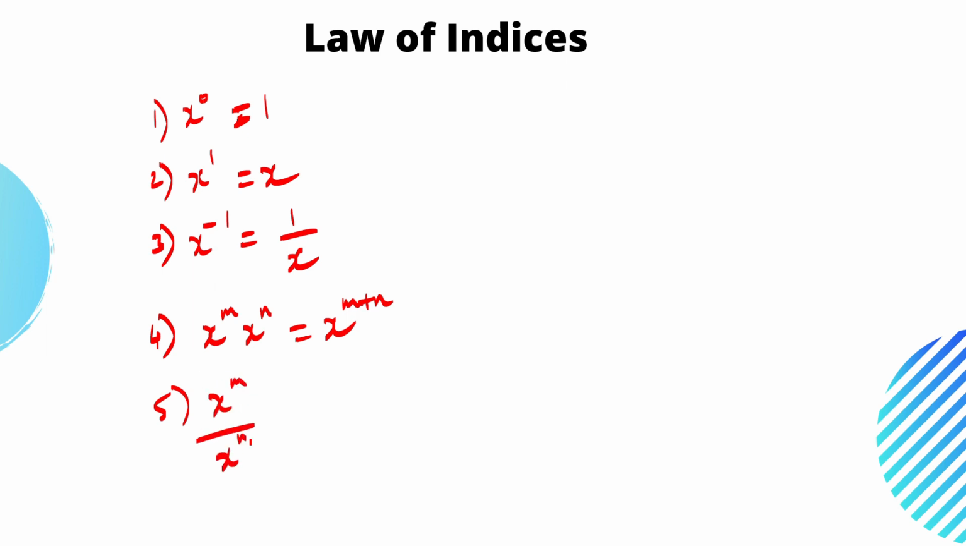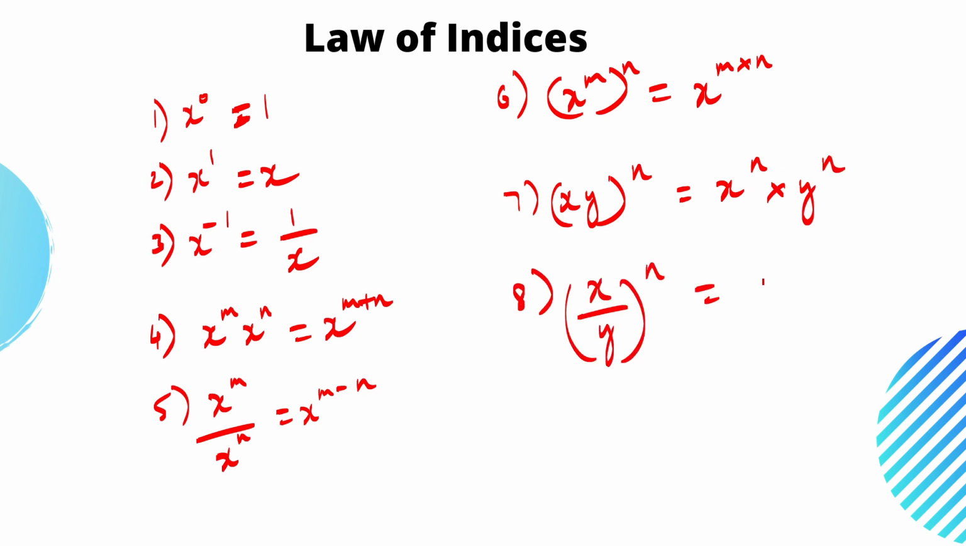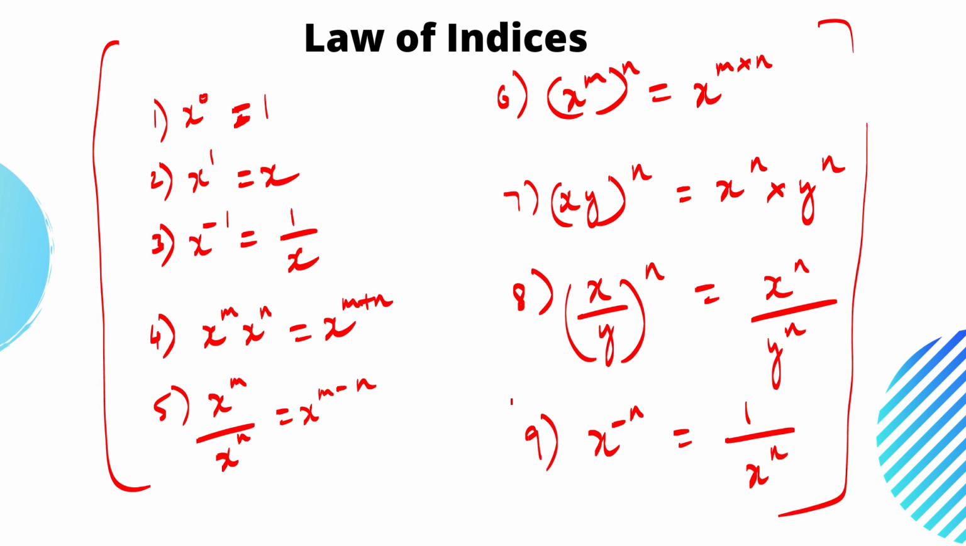And what is x power m by x power n? This is equal to x power m minus n. The sixth one is x power m whole power n. This is equal to x power m into n, and xy to the power n is equal to x power n into y power n, and x by y whole power n is equal to x power n by y power n. And x power minus n is equal to 1 by x power n. So these 9 are sufficient to solve any problem related to indices. I hope everyone has already mastered these basic laws.